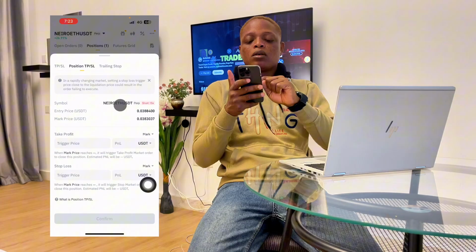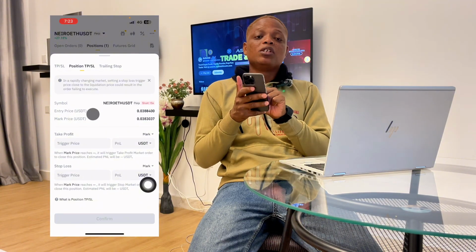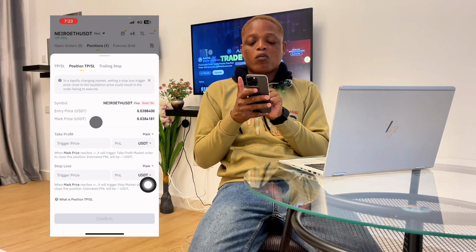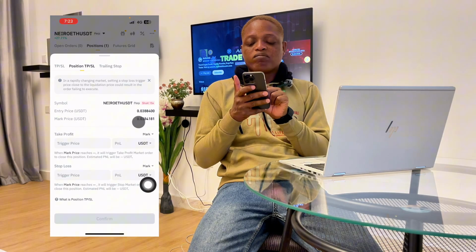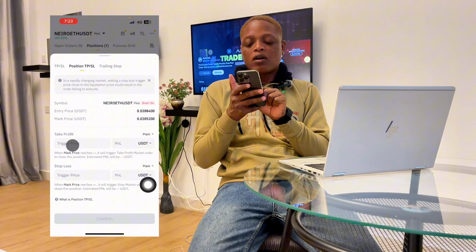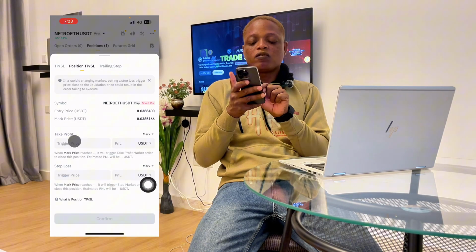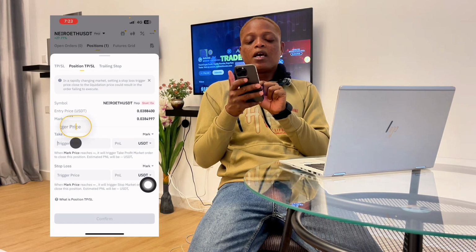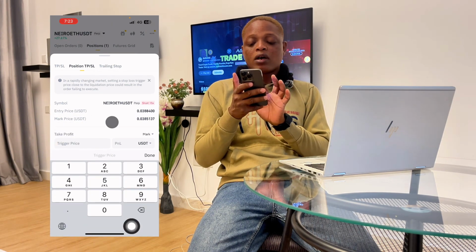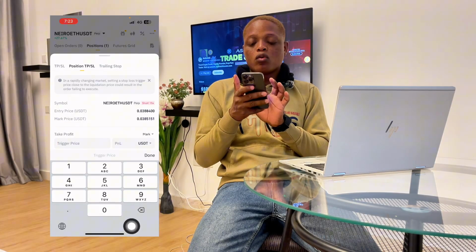Then below it, we have the symbol. Symbol means the name of the token. Entry price is where I took the trade. Then we have marked price, which is the current market price of the coin. Then we also have what we call the take profit and also the stop loss. This is very important. Here, the take profit is where we want to exit if the trade is going in our favor.